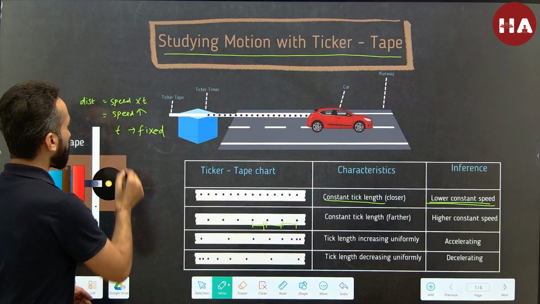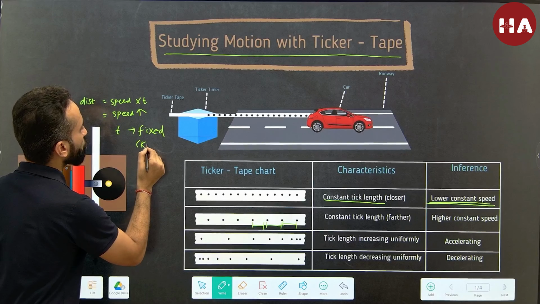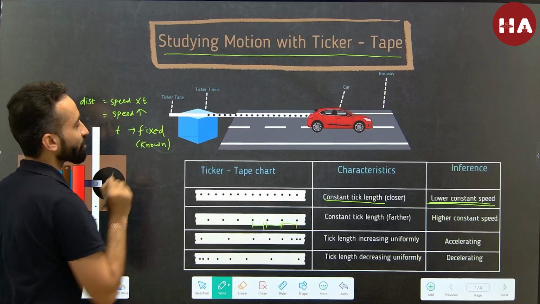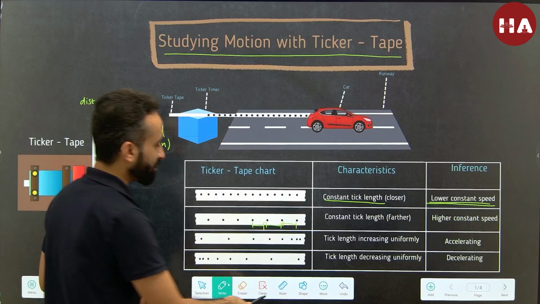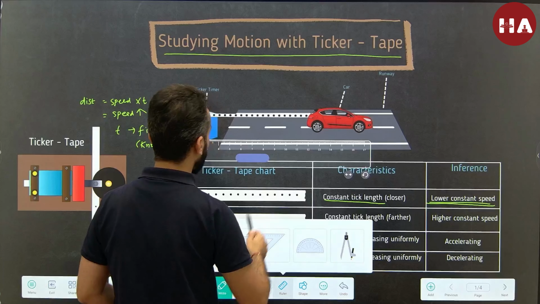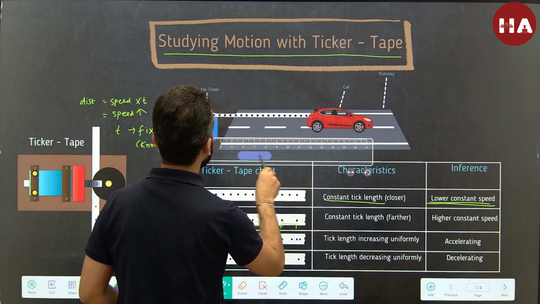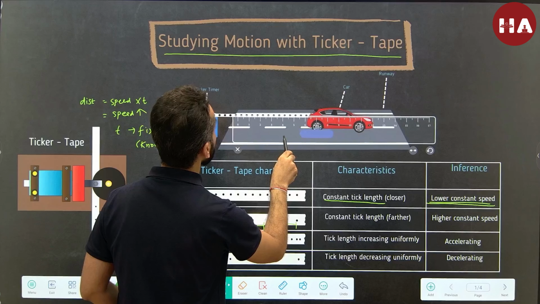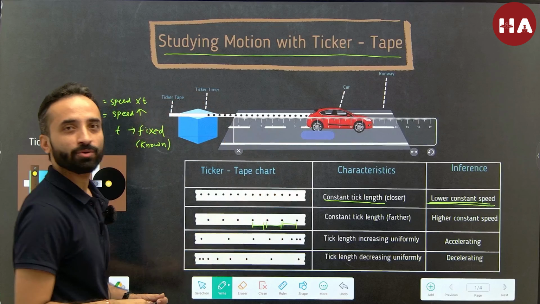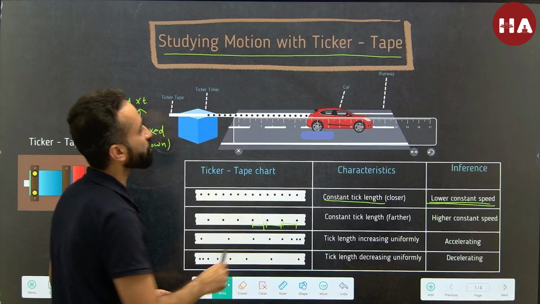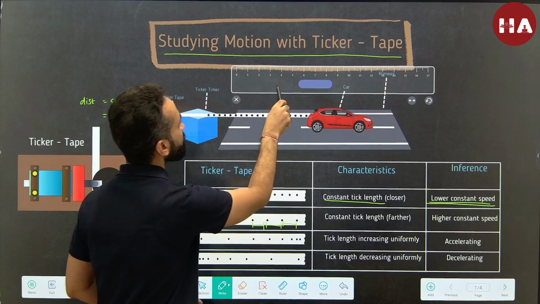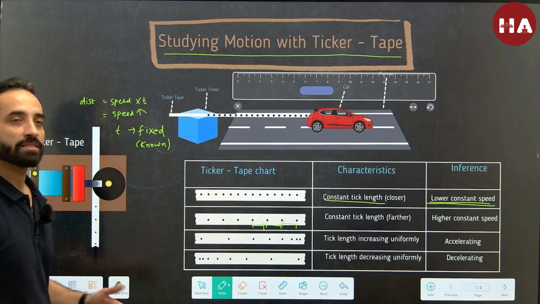So normally this fixed time is known. Secondly, you can bring a ruler, a scale, and use that scale to measure the distance between the dots. So this scale can help you to measure the distance between the dots.